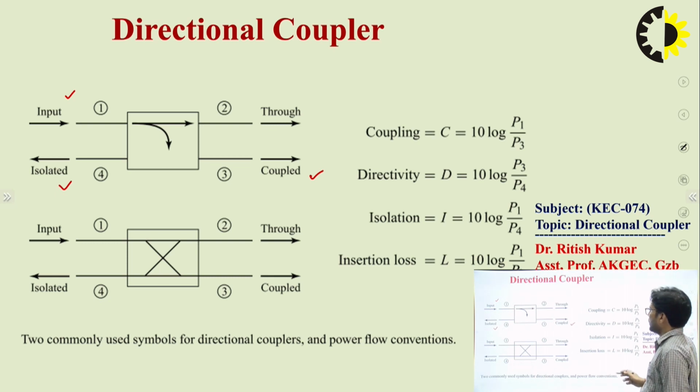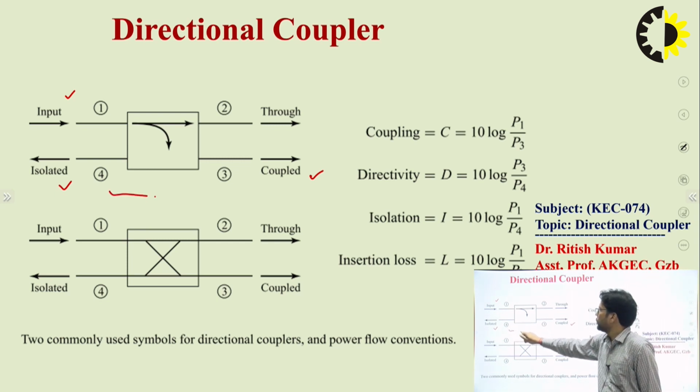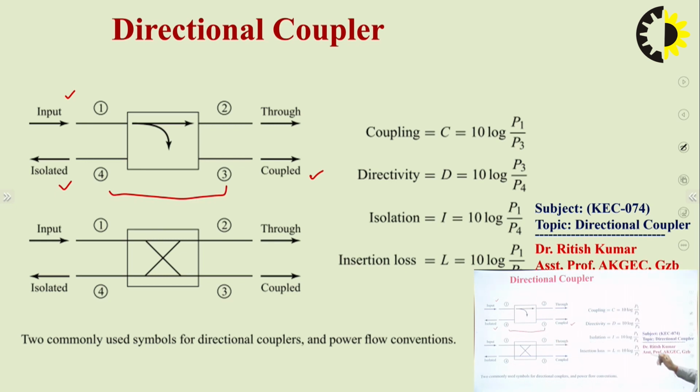You can see here the formula for coupling. Coupling is always from port number 1 to port number 3. This is a measure of how much power is coupled to port number 3. C is equal to 10 log P1 by P3. If you find the directivity, then you need to consider port number 3 and port number 4. So you will get the directivity of the directional coupler, that is 10 log P3 by P4.